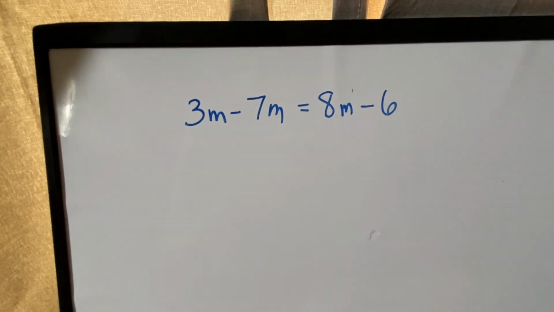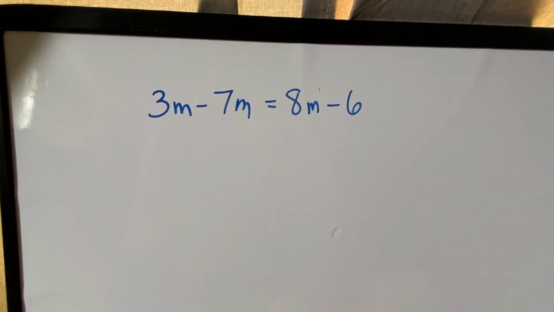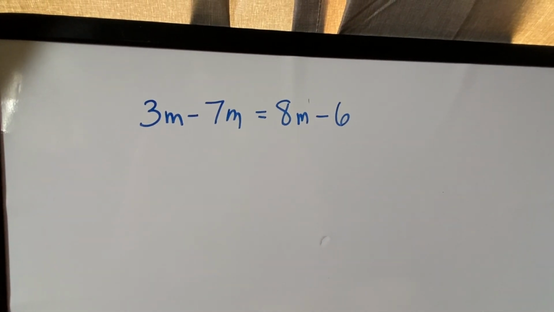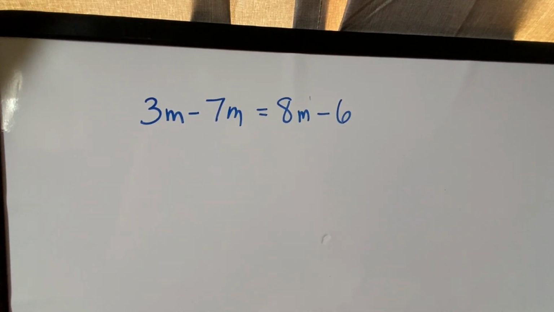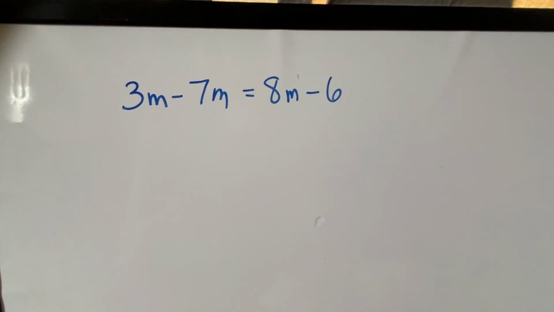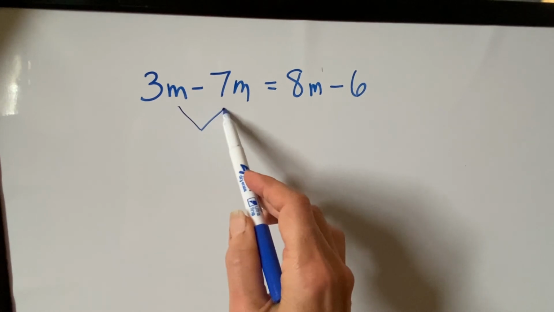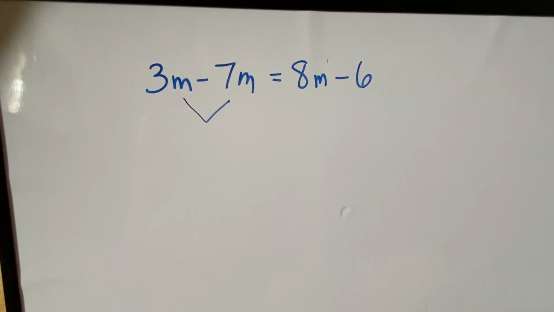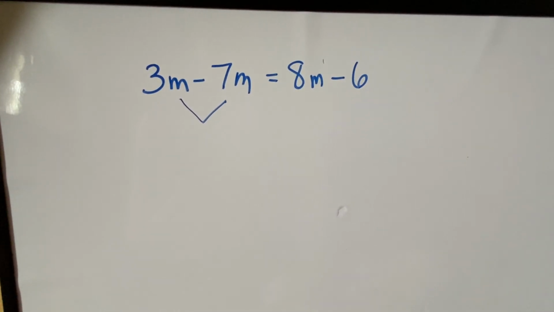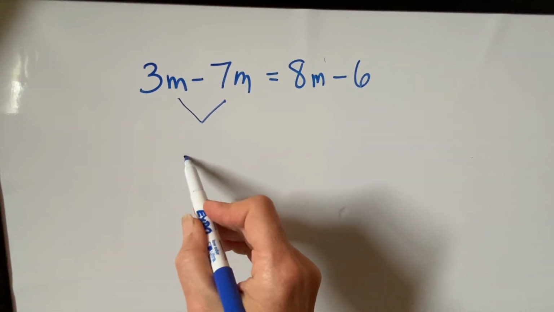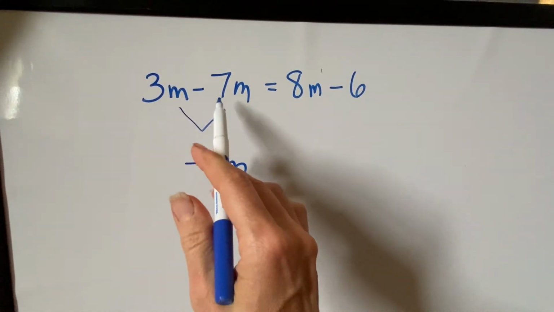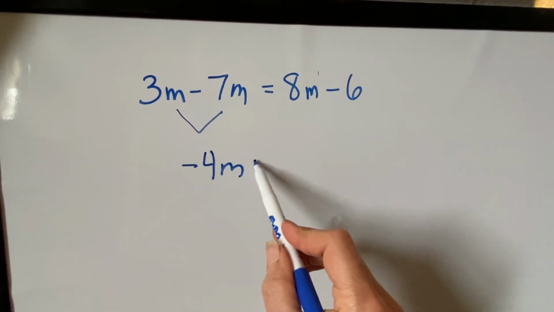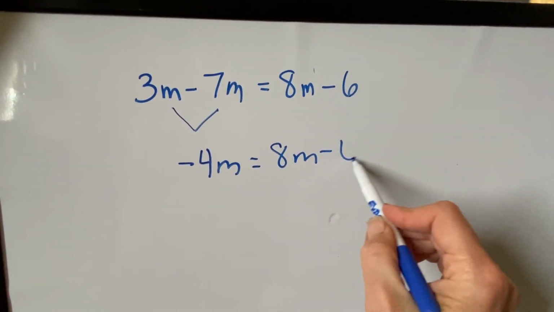Excuse me, 3m minus 7m equals 8m minus 6. Okay? So what we are wanting to do is get all of the m's on one side, right? Because we want it to say m equals something. That's how we solve for it. So right now we have two like terms here, 3m and minus 7m. So if we add those together, 3 plus a negative 7m, one is positive, one's negative. You subtract, you keep the negative sign because 7 is the bigger number, equals 8m minus 6.